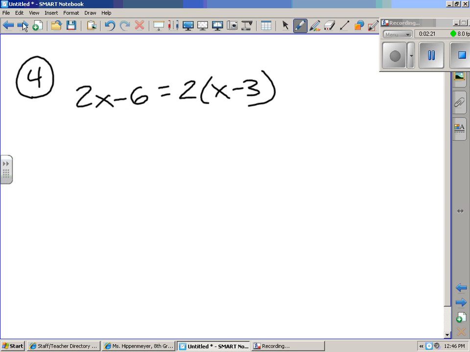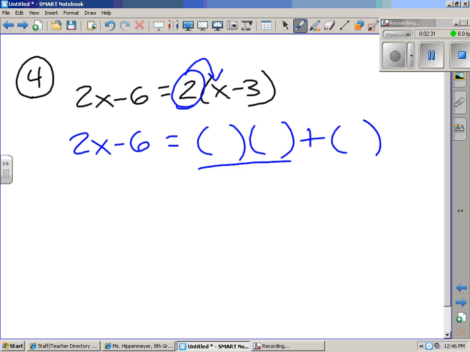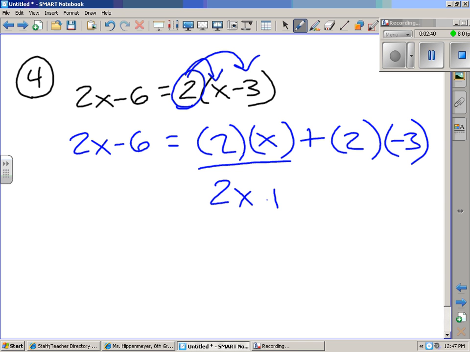Number 4, what we need to do first is use the distributive property. So we take the 2, we multiply it by the x, and then we take the positive 2 and multiply it by negative 3. So we get 2x plus a negative 6 on the right, and on the left we have 2x minus 6.